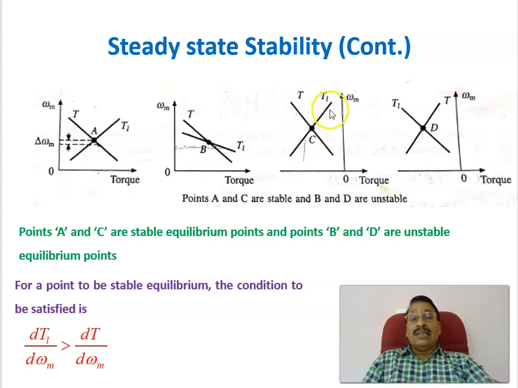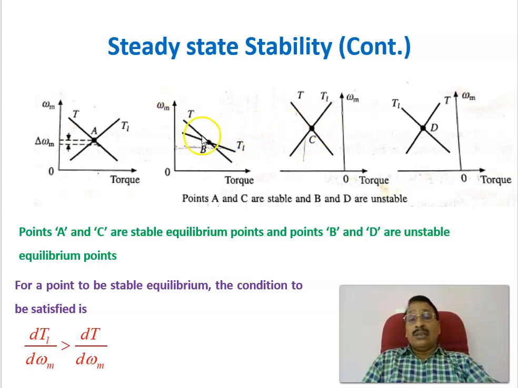Therefore, T minus TL becomes negative since this is more negative. That is why T minus TL is negative, meaning d omega m by dt is negative, and the speed is getting down and coming back to the point C. Same thing here also, the reverse case: the speed will be increasing and coming back to this point C. That is why the point C is also a stable equilibrium point. Therefore, the points A and C are the stable equilibrium points.